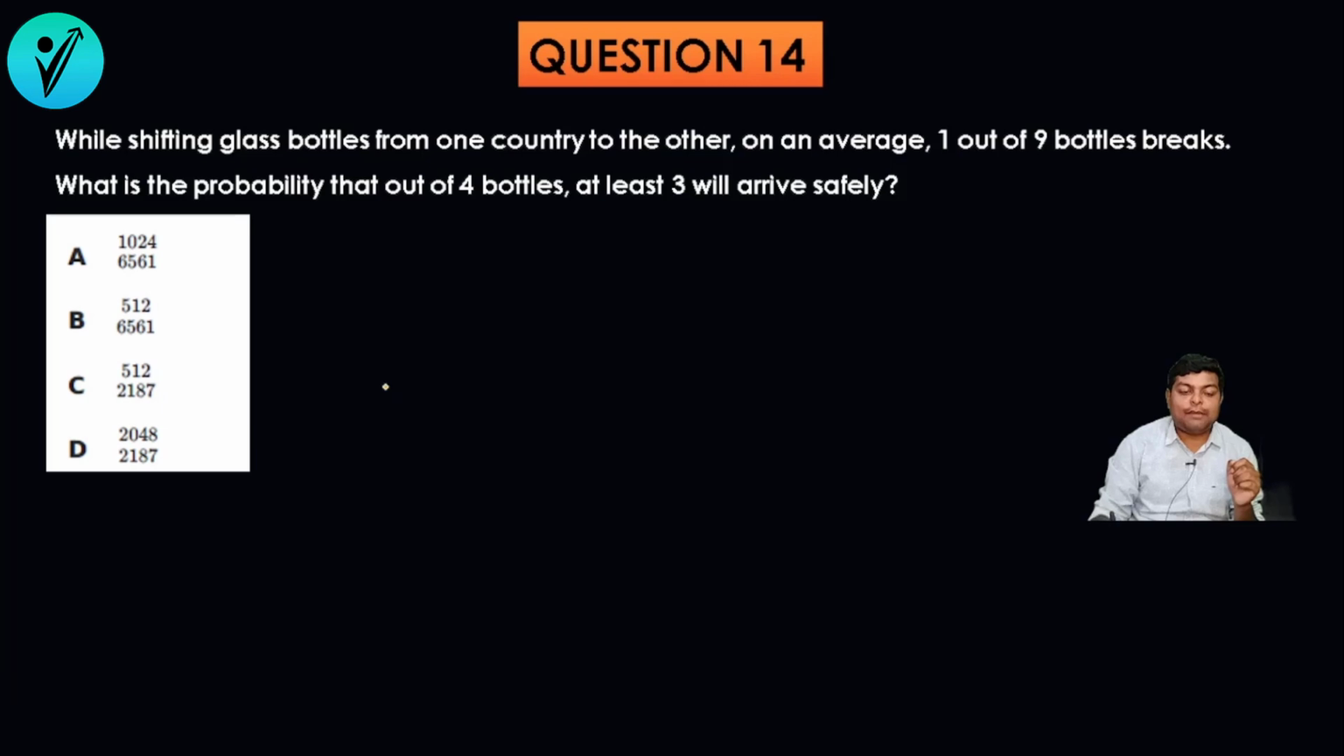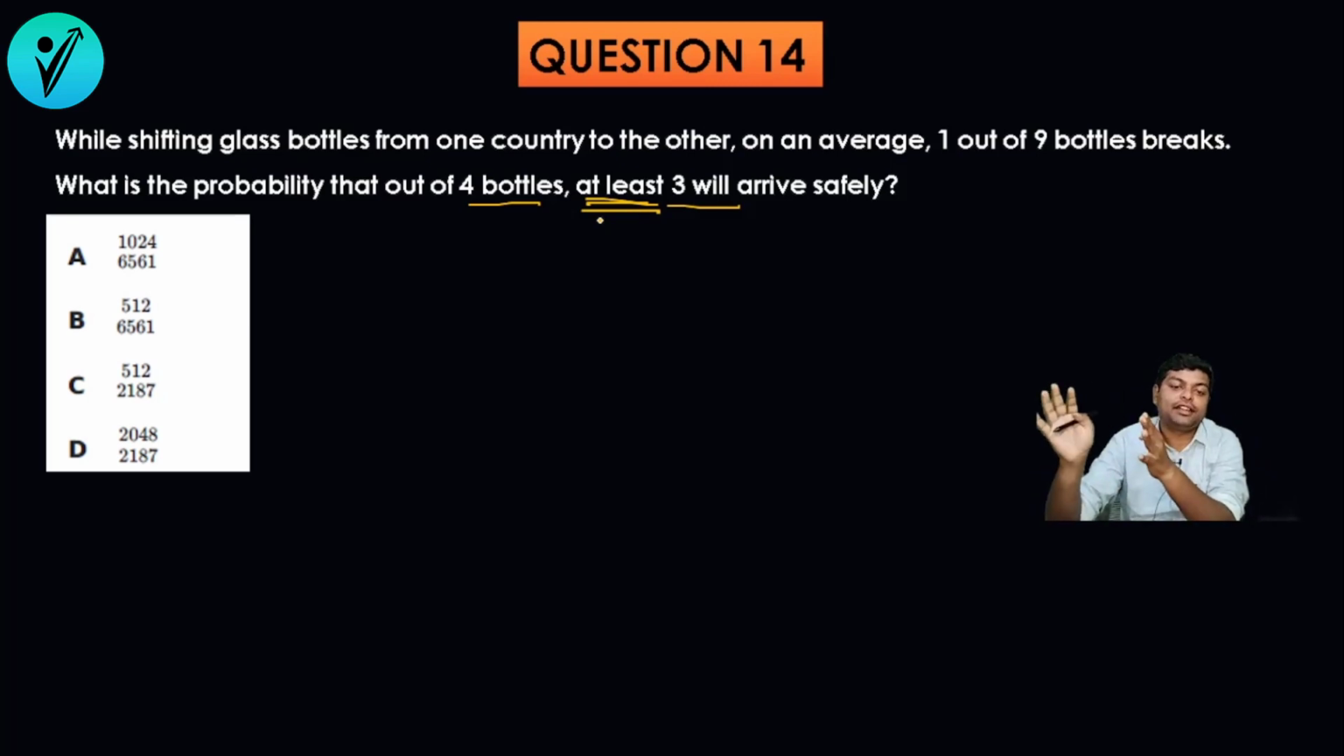So what is the probability that out of 4 bottles, at least 3 will arrive safely? Now there is a very important keyword, at least. So what does at least mean? At least 3 का मतलब क्या है? 3 are okay, it's okay. If all 4 are okay, then also it's okay. If 3 bottles are right, I'm okay with it. Even if all the 4 bottles are okay, then also I'm okay with it. At least means at least 3, right? So 3 and 4 both will work.